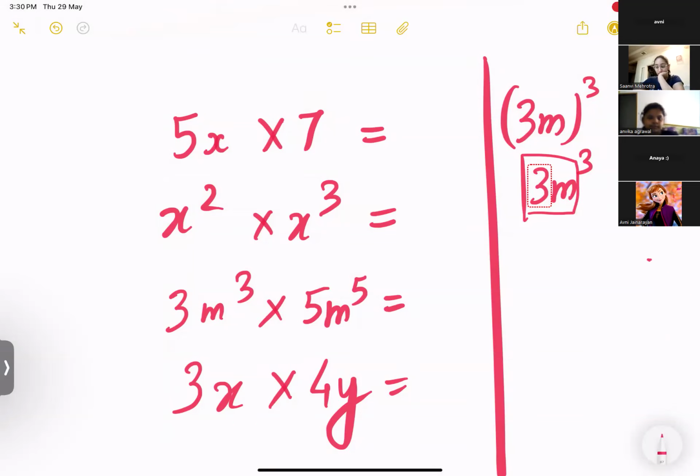Got it, children? Ma'am, I'm not able to understand it as I was not in the first class. Okay, so you will follow along. Last question. 4x times 4y. 3m cube times 5m to the power of... Okay, last one, please. 3x times 4y. 12xy? Yes, it is 12xy.